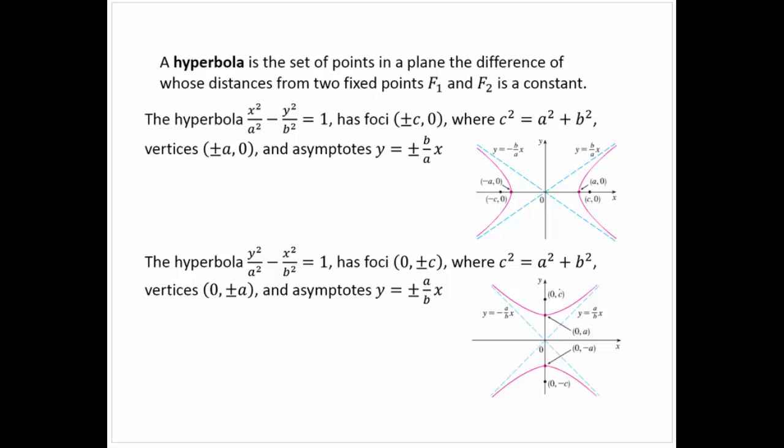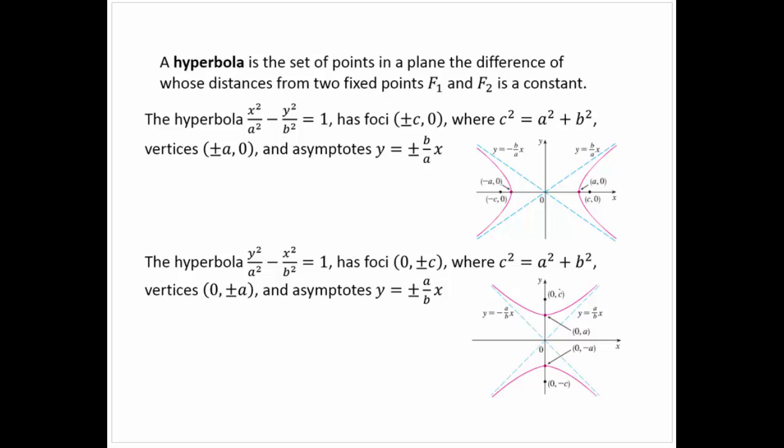A hyperbola is the set of points in the plane, the difference of whose distances from two fixed points f1 and f2 is a constant. So, in general, the hyperbola x squared over a squared minus y squared over b squared equals 1 has foci at plus or minus c, 0, where c squared is a squared plus b squared. All right, so for the hyperbola, it's a squared plus b squared, whereas for the ellipse, it was a squared minus b squared. It has vertices plus or minus a, 0, and asymptotes plus or minus b over a times x.